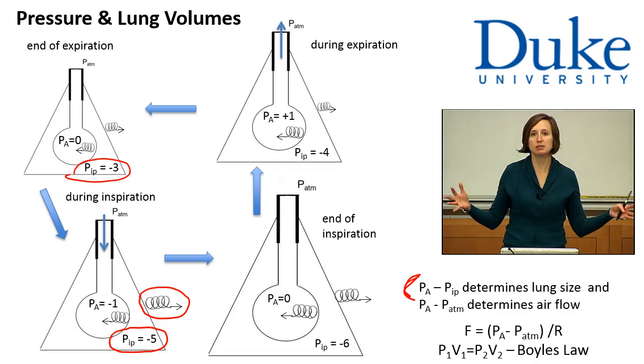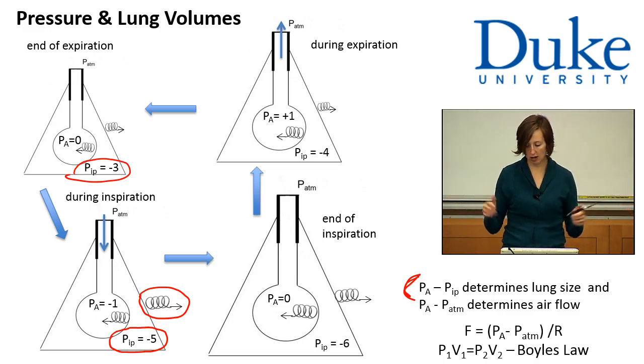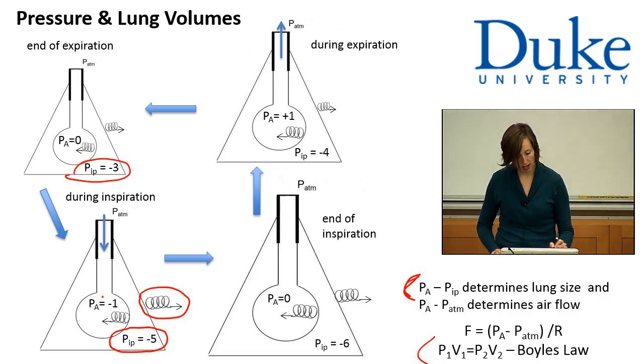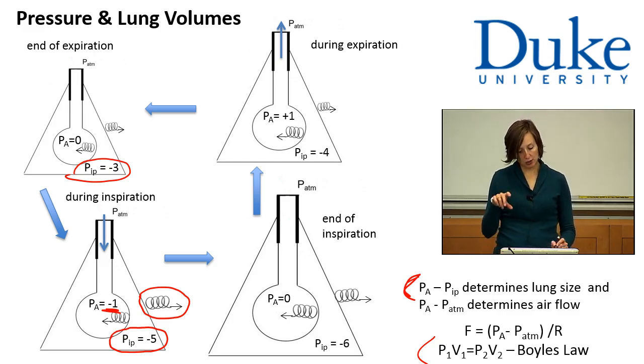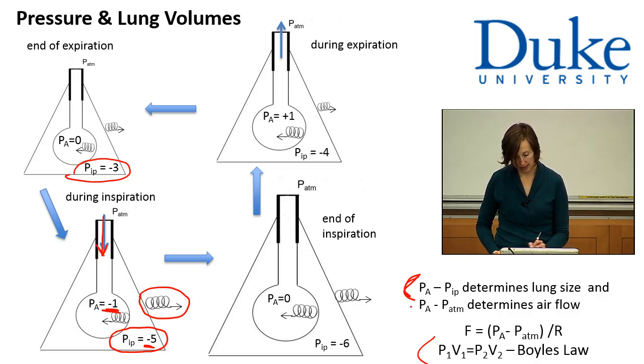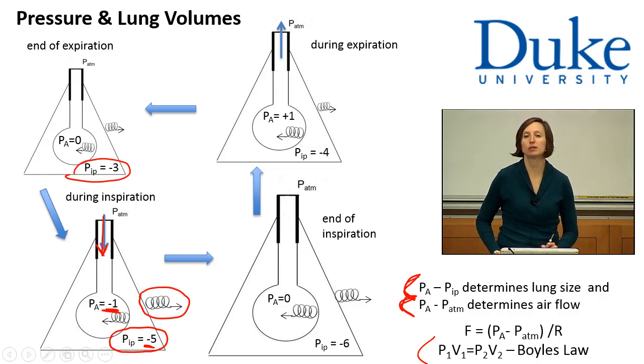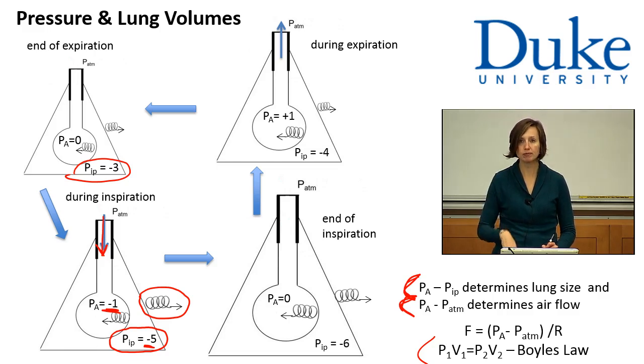As the lung expands, it's going to be a greater volume with the same amount of air, and so according to Boyle's law, that means now we're going to have a negative pressure in the alveoli. The intrapleural pressure is still more negative, but now we have a negative pressure in the alveoli, which means we're going to have airflow in, because the difference in the alveolar pressure and the atmospheric pressure determines airflow.